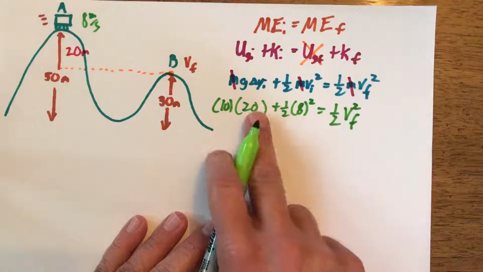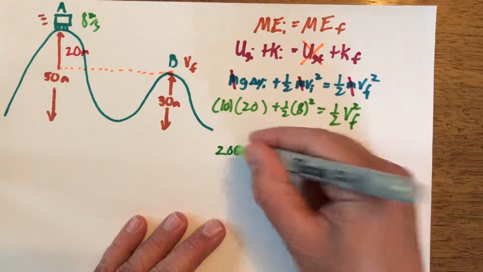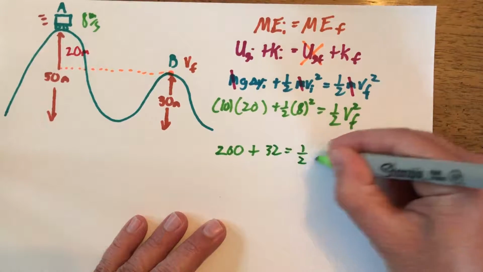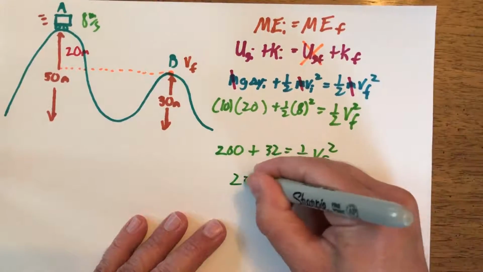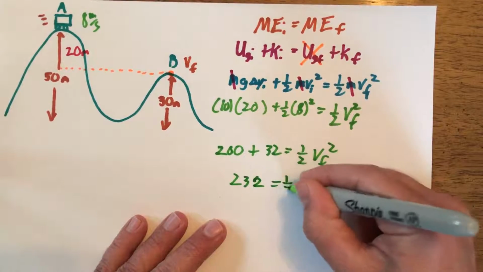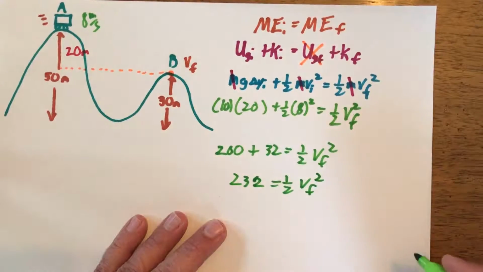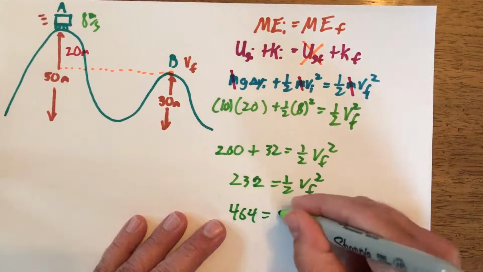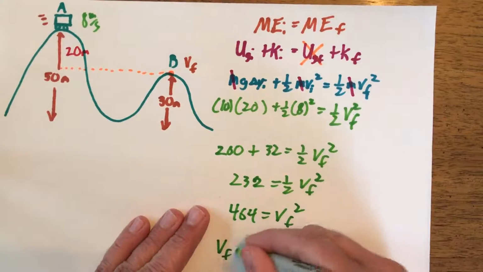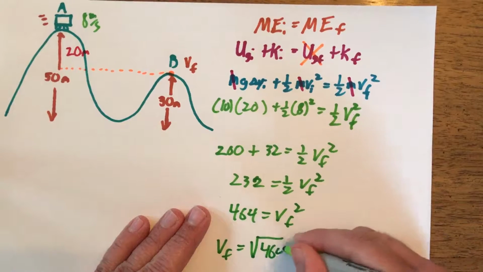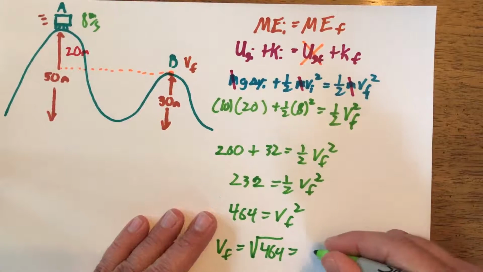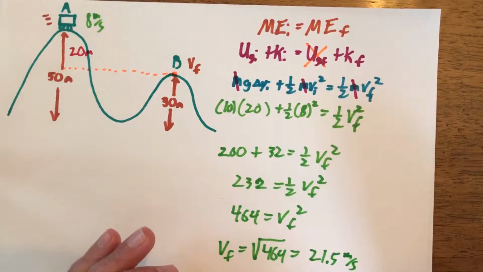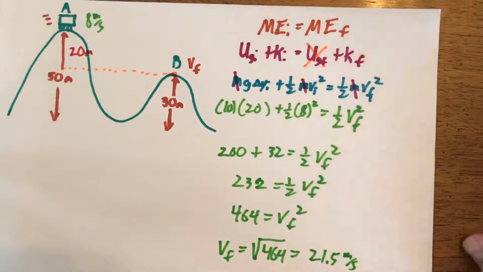So now we can start to do some of these numbers. 10 times 20 is 200. 8 squared is 64. Half of that is 32. And so then add these two together. 232 is equal to 1/2 times final velocity squared. I'll multiply a 2 by each side to get rid of that half. So we'll get 464 is equal to final velocity squared. So final velocity is equal to the square root of 464, which is about 21.5 meters per second there. And so that is how you solve that one.